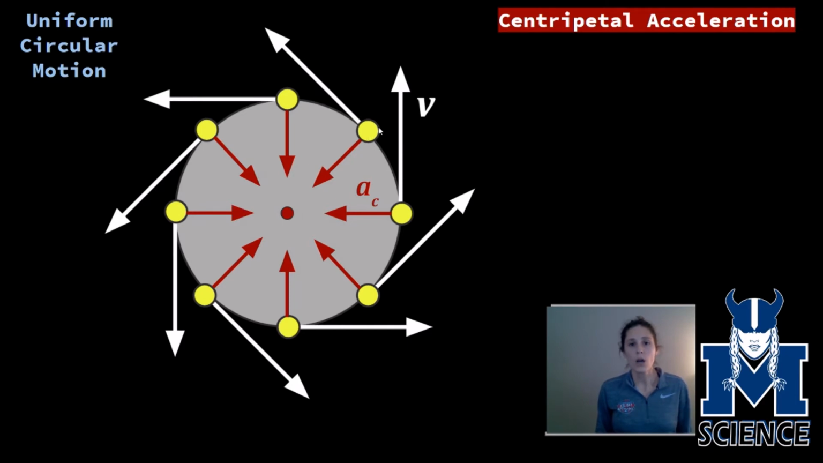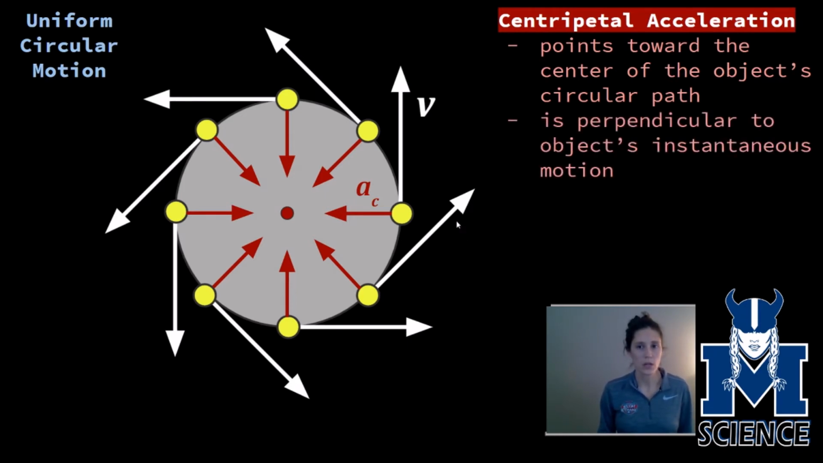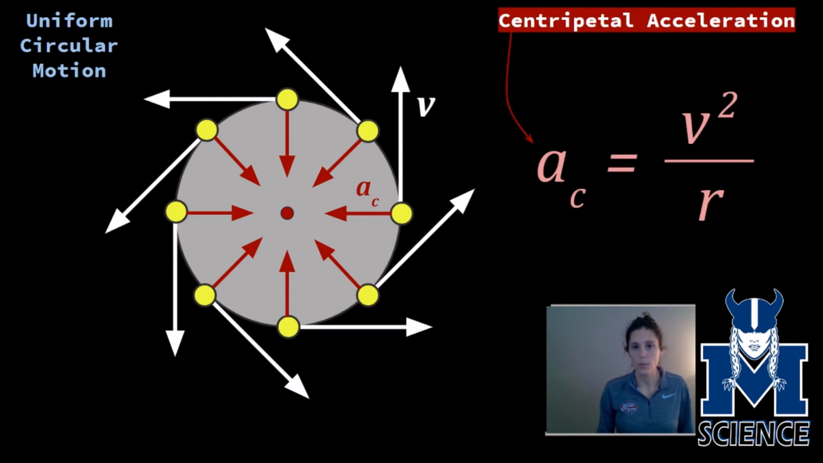So when we look at this centripetal acceleration, we've already said that it points towards the center of the circular path. It's perpendicular to the instantaneous motion, or perpendicular to this velocity. And it changes the object's direction, not its speed, when we're looking at uniform circular motion, because the speed stays the same, and the acceleration is causing the direction of the motion to change. But what is the magnitude of this acceleration? Well, I'm going to do something that I don't really want to do, but I'm just going to give you the equation. Our centripetal acceleration equals the velocity squared divided by the radius.